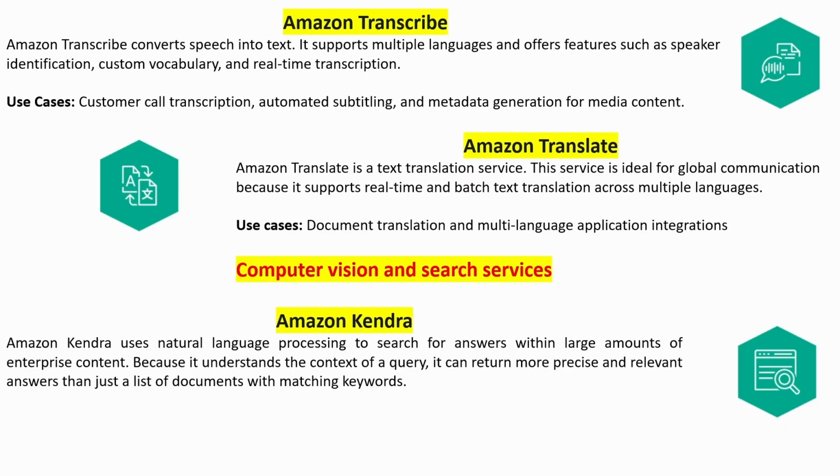Amazon Kendra uses natural language processing to search for answers within large amounts of enterprise content. Because it understands the context of a query, it can return more precise and relevant answers than just a list of documents with matching keywords. Use cases include intelligent search, chatbots, and application search integrations. Next is Recognition.